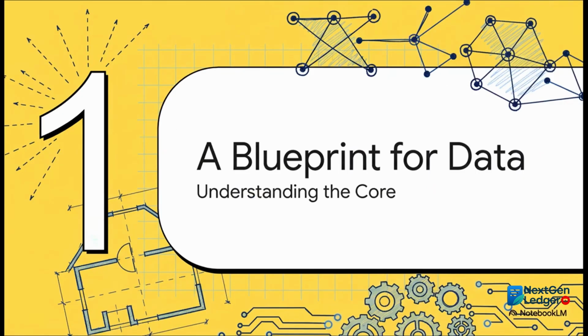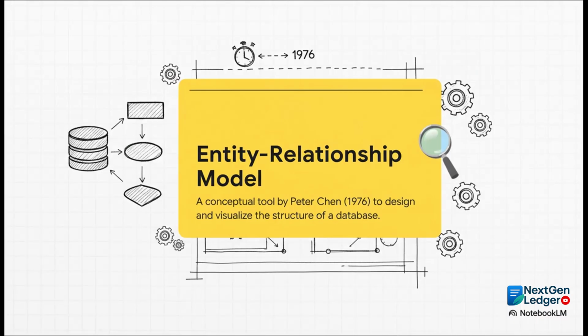All right, first up, a blueprint for data. Let's get to the heart of this concept. So, the entity relationship model, or ER model for short. This isn't some newfangled idea. It was actually developed way back in 1976 by a guy named Peter Chen. And its purpose is so simple but so profound. It's a tool to design and visualize the structure of your data, to literally draw it out before you write a single line of code. It's all about planning ahead.